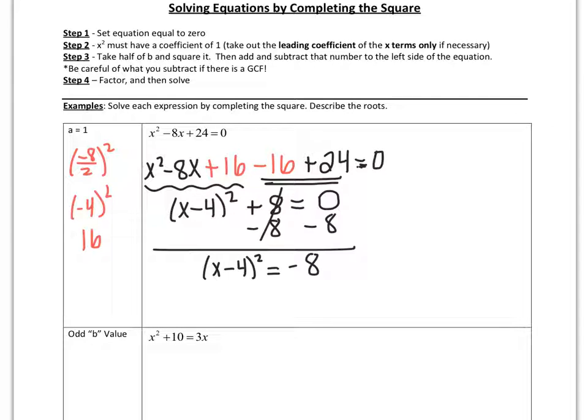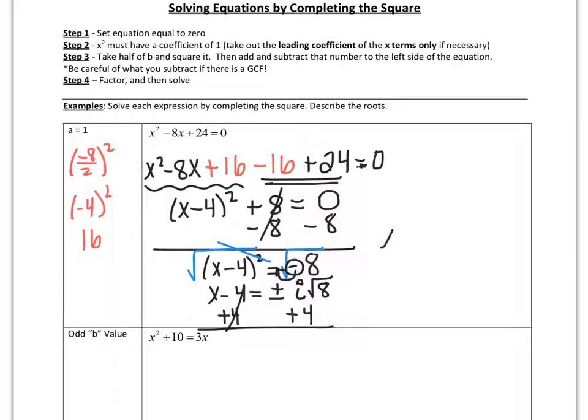And to get rid of the squared, we have to take the square root of both sides, remembering that the square and the square root cancel each other out. So we're left with x minus 4 equals plus or minus, don't forget the plus or minus. I'm going to pull the negative out and make it an i rad 8. And then solve by adding 4.